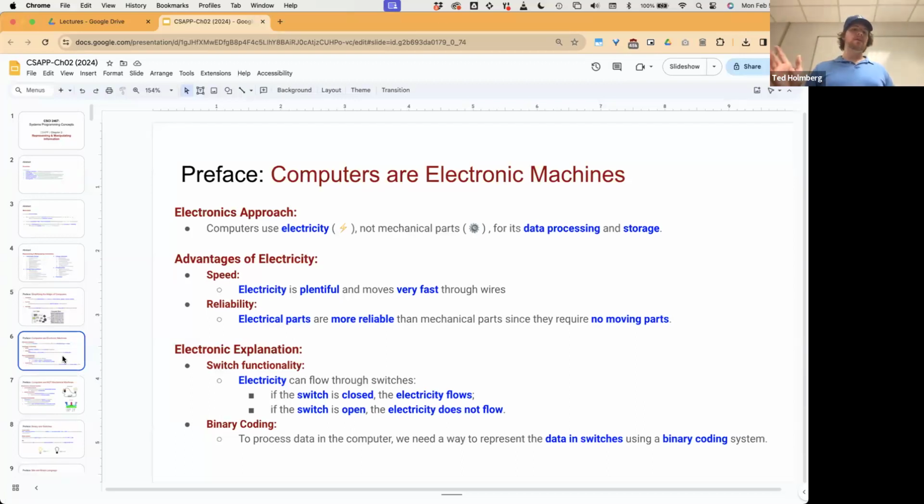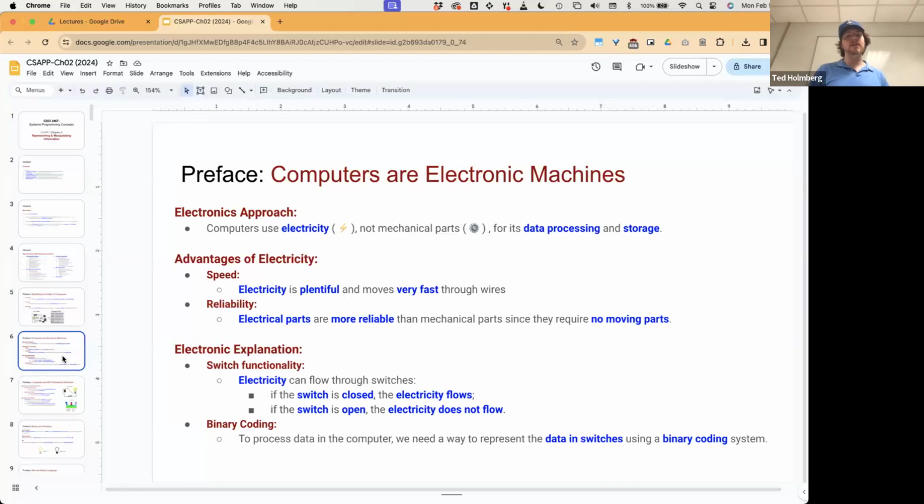Okay, so let's talk about the electronics explanation. Underlying this, if we're saving things in a binary state, why is that? Because we have this switch functionality. Electricity can flow through switches. If the switch is closed, the electricity flows. If the switch is open, the electricity does not flow. So there's two states, and we can actually evaluate that state within our electronic system.